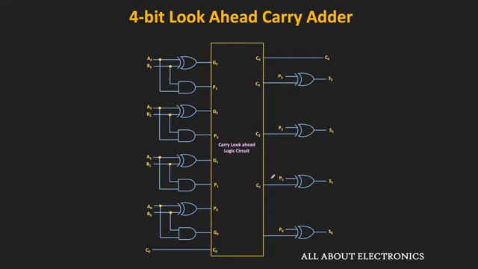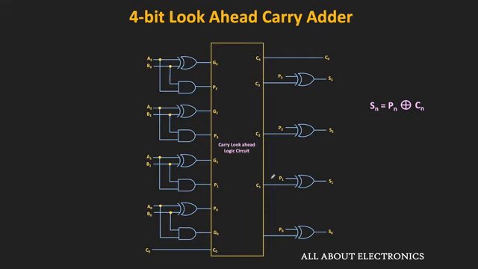Now we have also seen that for each stage, the sum output Sn can be given as Pn XOR Cn. So using one XOR gate for each stage, we can also generate the sum output. So this is the overall logic circuit of the 4-bit look-ahead carry adder. And now let us see in this adder after what time we will get the stable output. And let us also compare its overall propagation delay with the ripple carry adder.